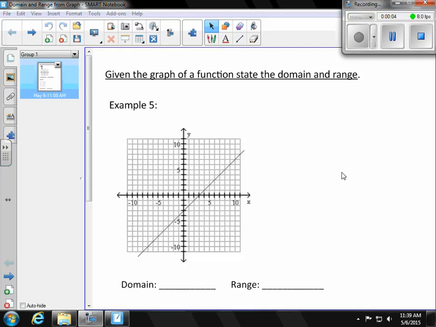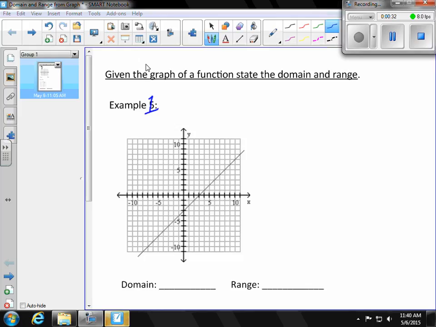In this video, we're going to talk about how to find the domain and range if you're given the graph of a function. Okay, so in example number 1 in this video, it's example number 5 for some of you in your notes. This graph is indeed a function. For each x value, we have one and only one y value that corresponds with the graph.